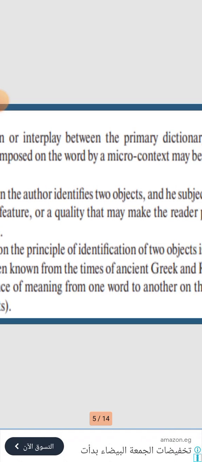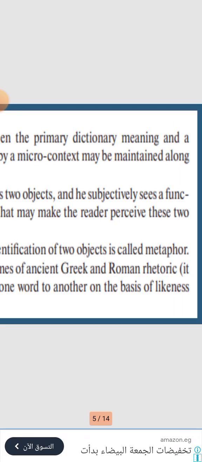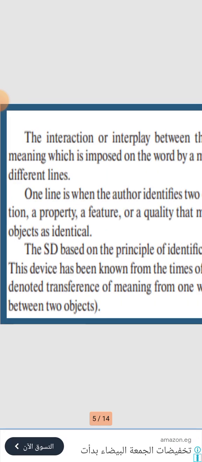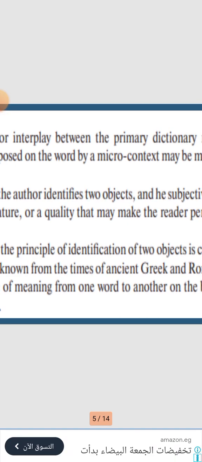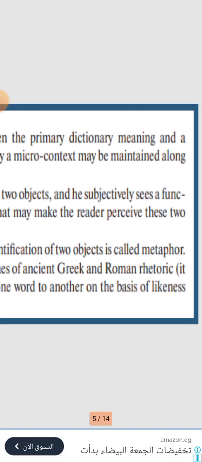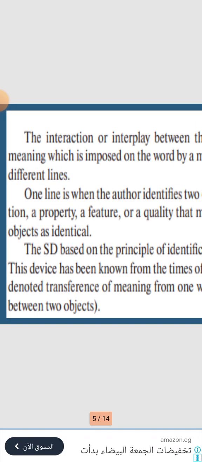This device has been known from the times of ancient Greek and Roman rhetoric. It denotes transference of meaning from one word to another on the basis of likeness between two objects. So these are some of the lexical devices that we need to identify when we read a certain text, and this will reflect the style of a certain writer. Inshallah, in the coming lecture, we'll continue talking about these lexical expressive devices.